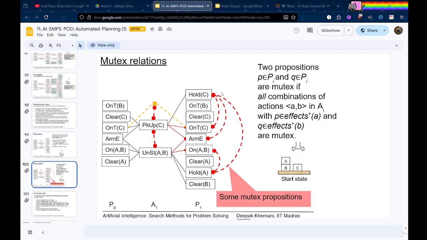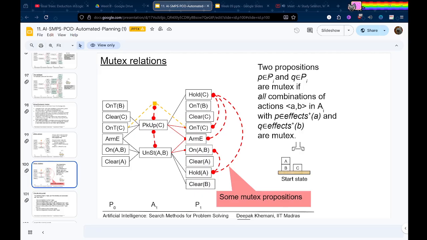We have to check all combinations of A and B. If we are looking for mutex, even just one such pair is enough. If we want to say that this is not mutex, then we have to find all such pairs and check all pairs. But if we are saying that this is mutex, then even finding one such pair is enough.